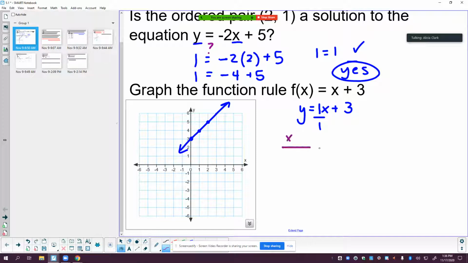You would have got this same thing if you would have made a chart with a couple numbers here. So 0, 1, -1, and so on. You could have got 3, 4, and 2. You would have got the same graph. You would have got the same y-intercept right here, and you would have found the same slope along the way. So that's what your graph should look like, and that is what your ordered pair should look like.